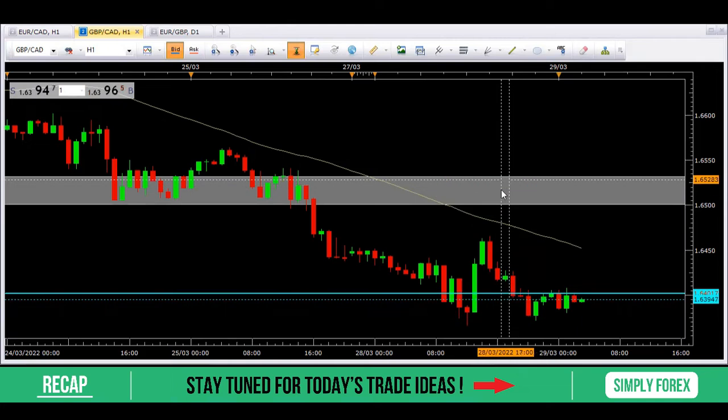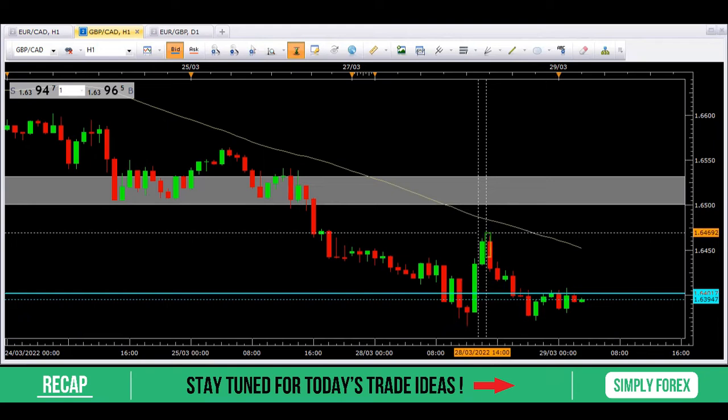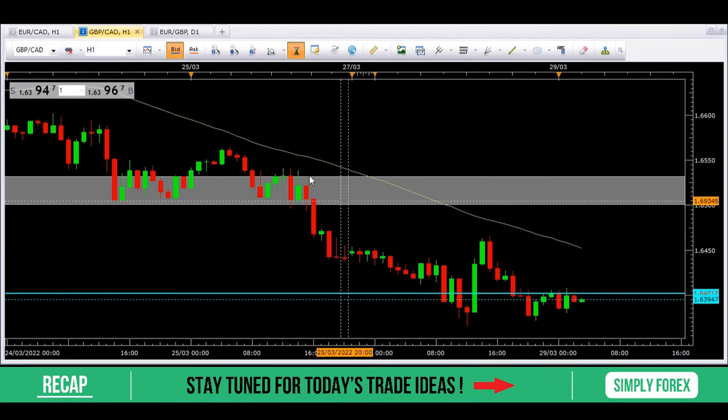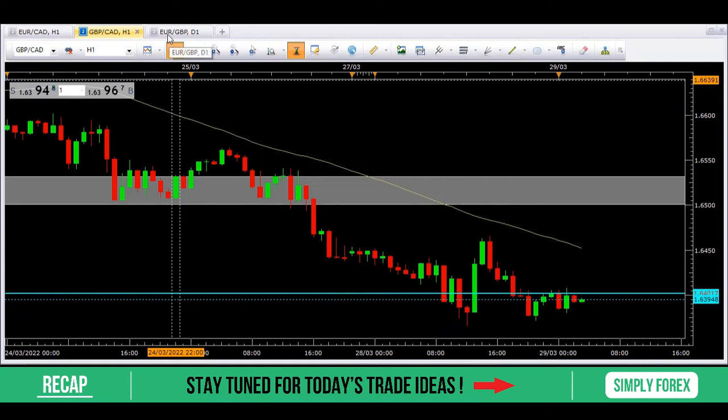You could have done if you were being more aggressive. I didn't. I was waiting for price to come to this grey zone, but it didn't, so I didn't have a trade. But this candle here was definitely a bearish candlestick pattern. So yeah, no trade for me on the pound Canadian dollar.